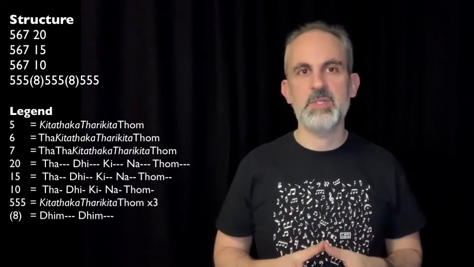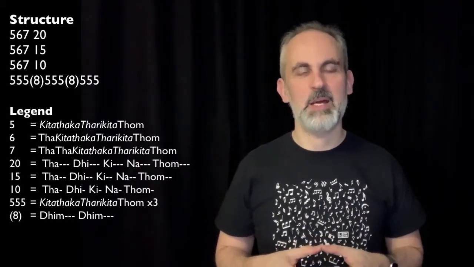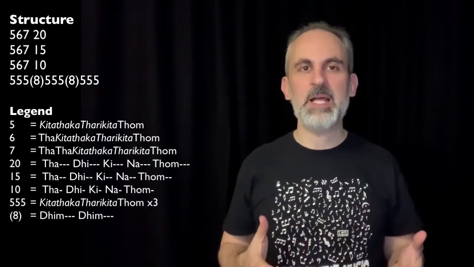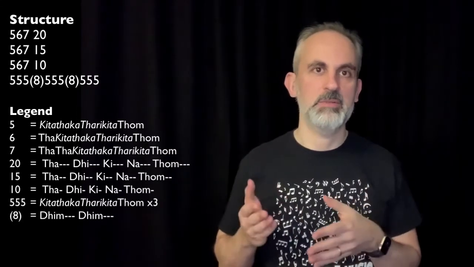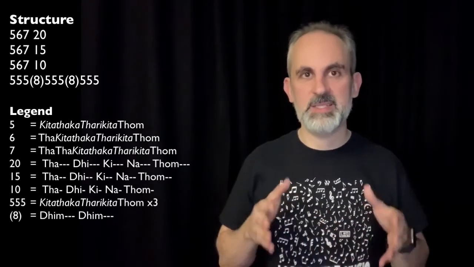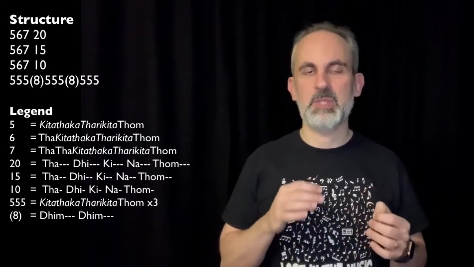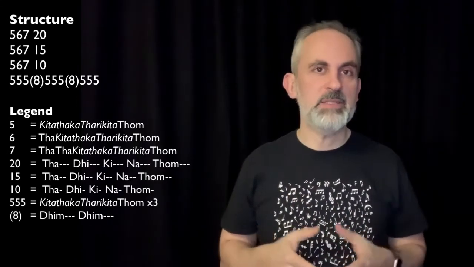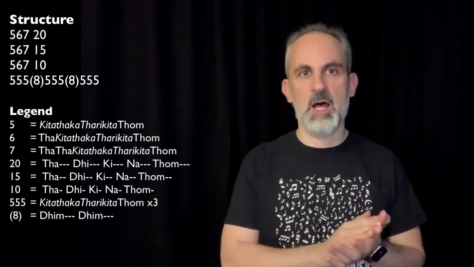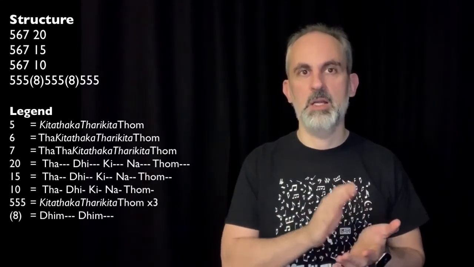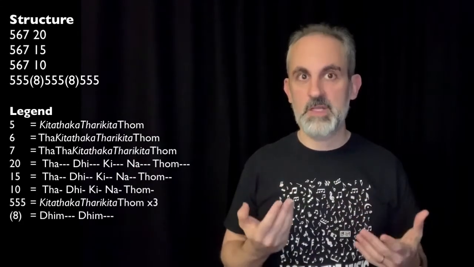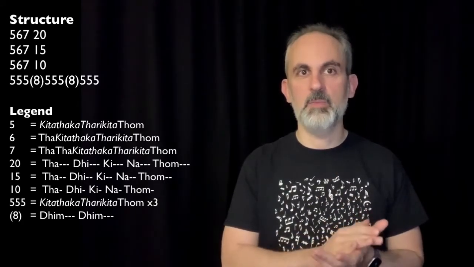If you've been following this series, you know already, or you have a good guess, that the number 20 is going to be our phrase for 5, Thom Dhi Ki Na, expanded so that each syllable lasts 4 beats, because 5 times 4 is 20. And you would also know that the 15 is nothing but the same phrase for 5, expanded so that each syllable lasts 3, and with 10 the same, each syllable lasting 2. So top to bottom we have Ta Dhi Ki Na Thom for 20, Ta Dhi Ki Na Thom for 15, and Ta Dhi Ki Na Thom for 10.